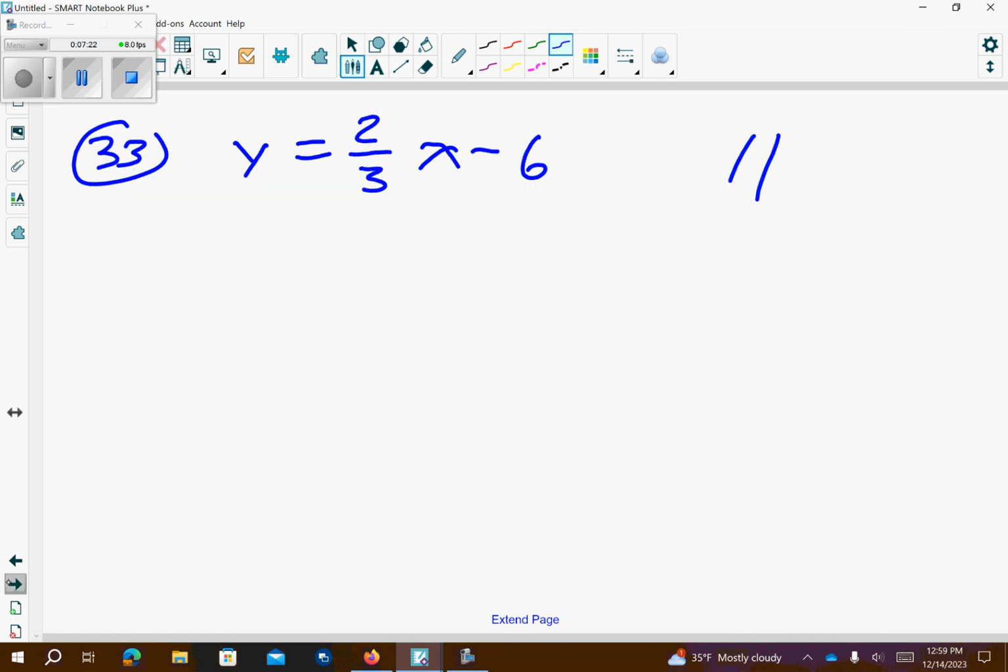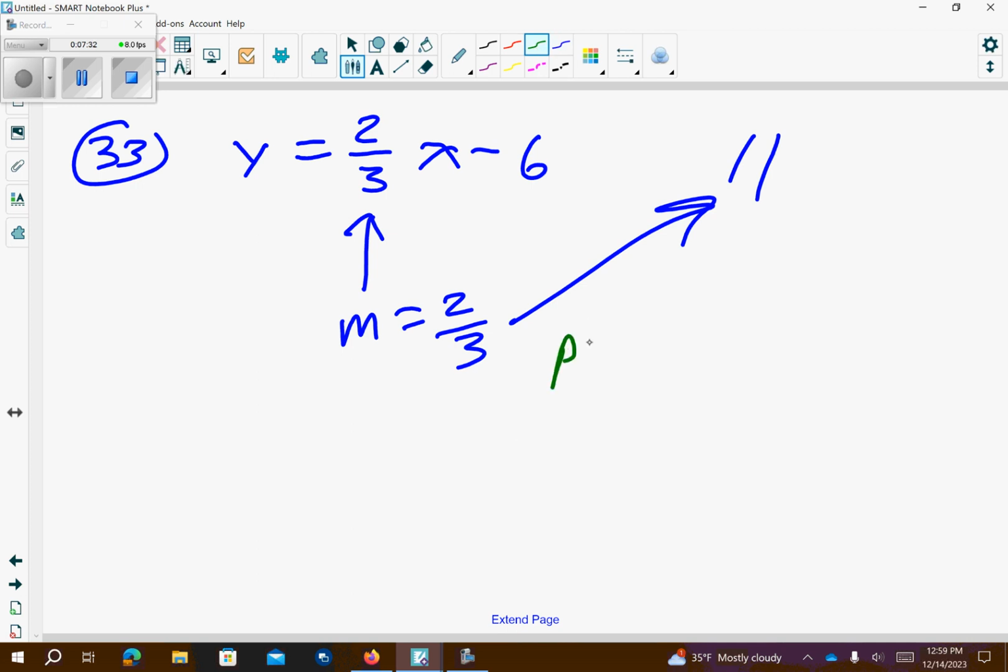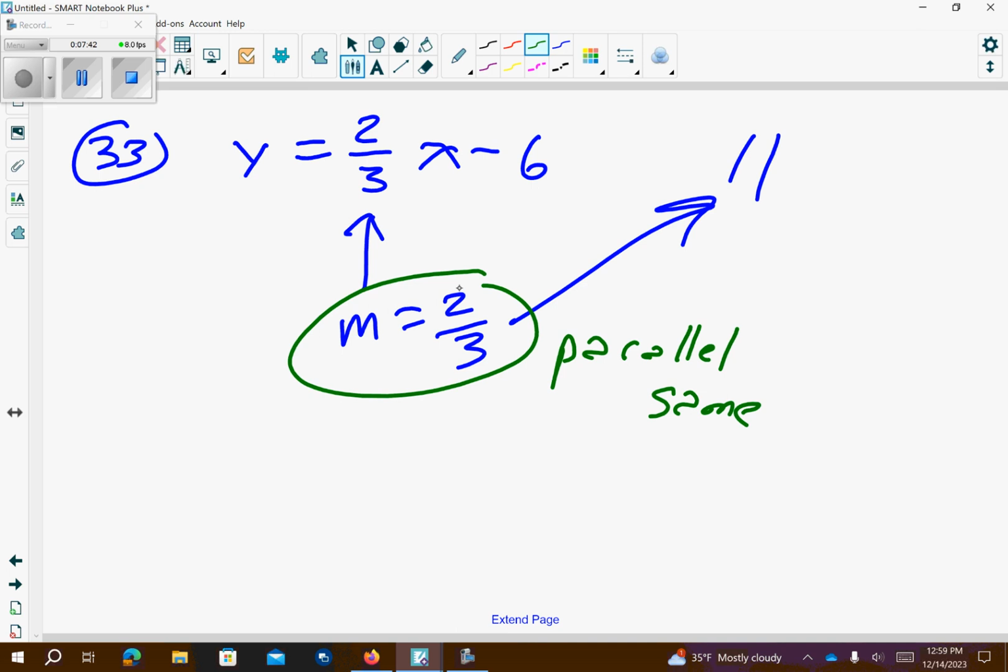Number 33, we want to figure out, so this is my slope. Slope is equal to 2/3. And we want to figure out the equation that has parallel slopes. So parallel slopes are the same. Okay, so look for which equation or which slope would be 2/3. Parallel is going to be the exact same.